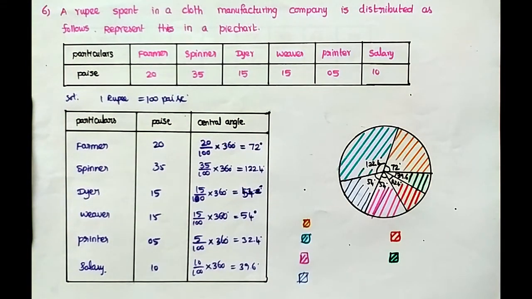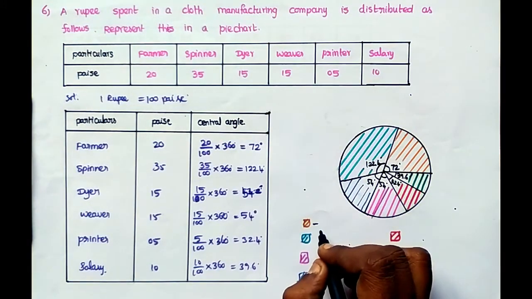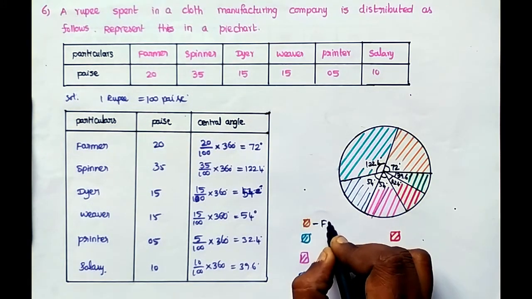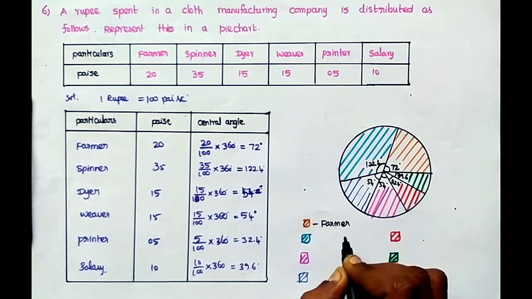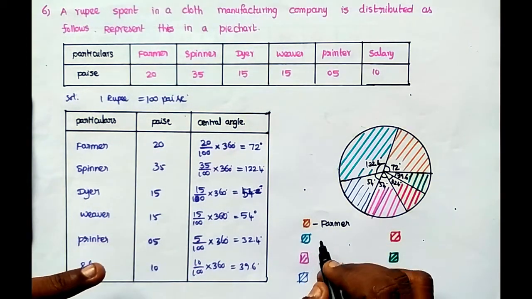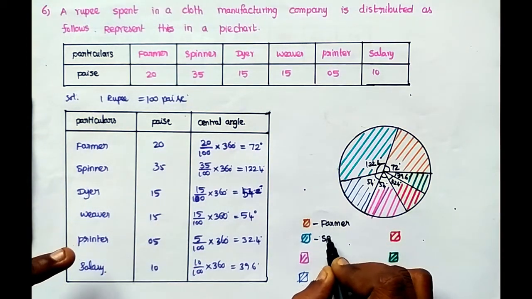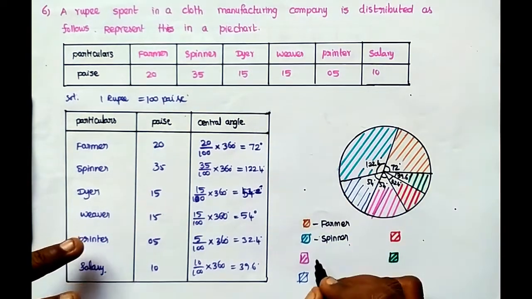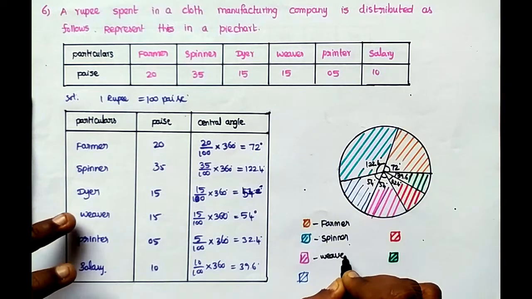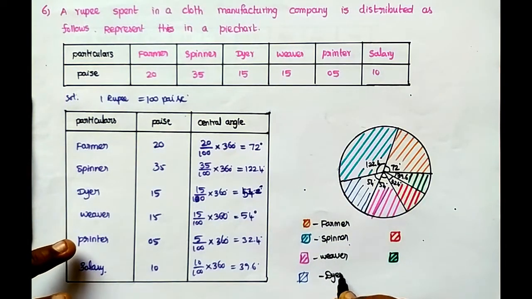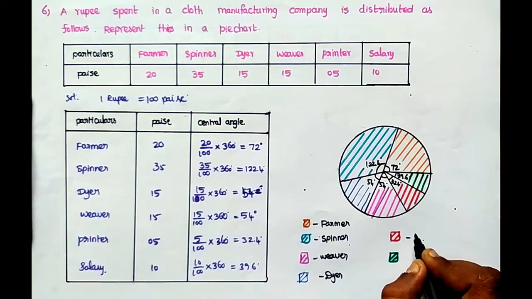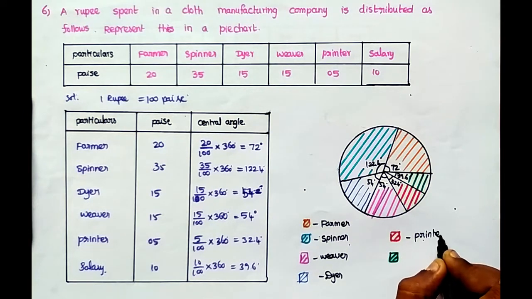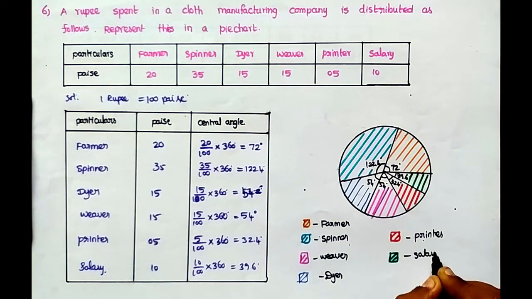Now write down the names. First one, farmer. Next one, spinner, that is weaver, and then dyer, printer. Next, salary. That is the pie chart result.